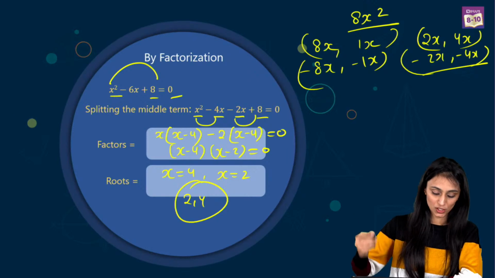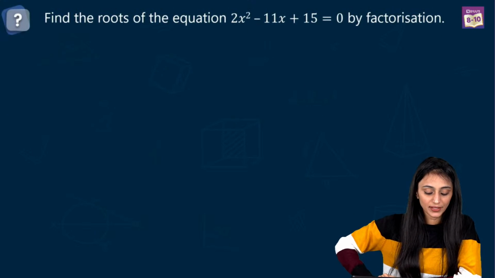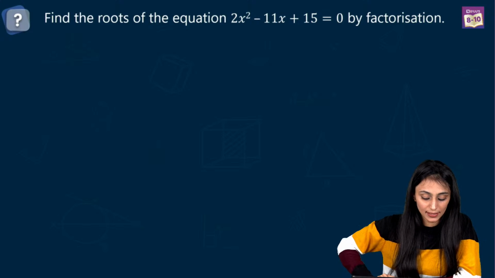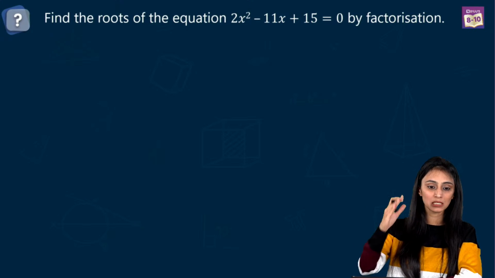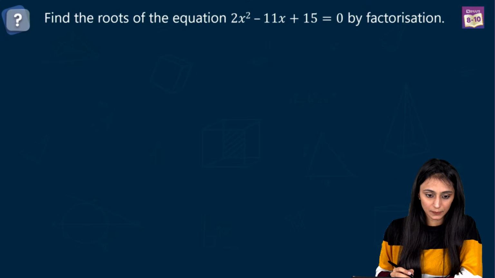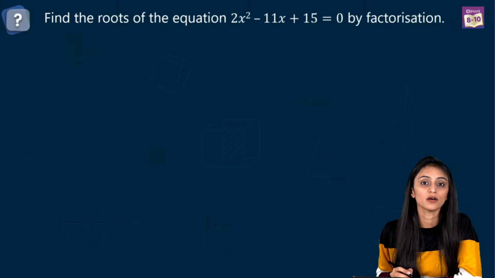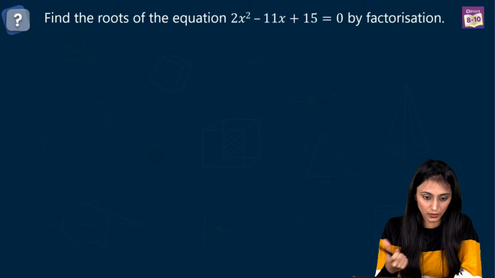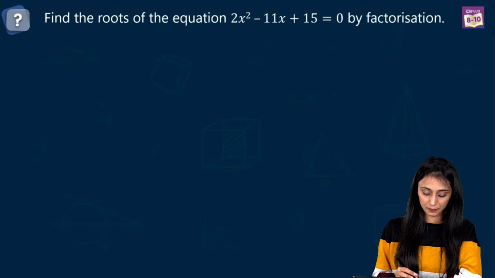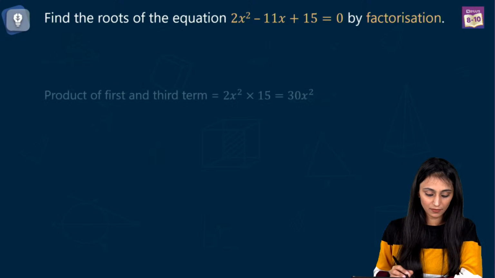Now let's try out a question. Find the roots of the equation 2x square minus 11x plus 15 equals 0 by factorization. So we'll be using the middle term splitting method. Bhavika, I've already discussed the difference between roots and zeros. Roots we use this term for a quadratic equation. Zeros we use for the polynomial.